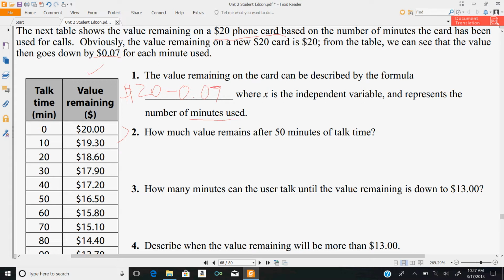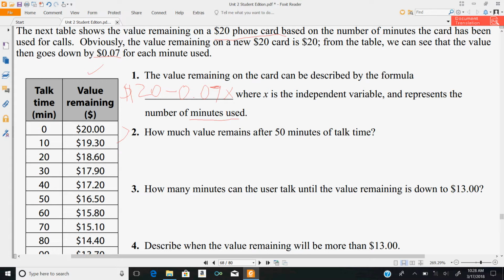So if we talk 1 minute, we subtract 0.07. If we talk 10 minutes, we subtract 0.07 10 times. Whatever the number of minutes is, whatever x is, we subtract that many 0.07s. So we multiply 0.07 times x, and we subtract it from 20. When we write a formula with our variable, we put the number next to the variable. It means multiply. So this formula says multiply 0.07 times x, subtract that answer from 20.